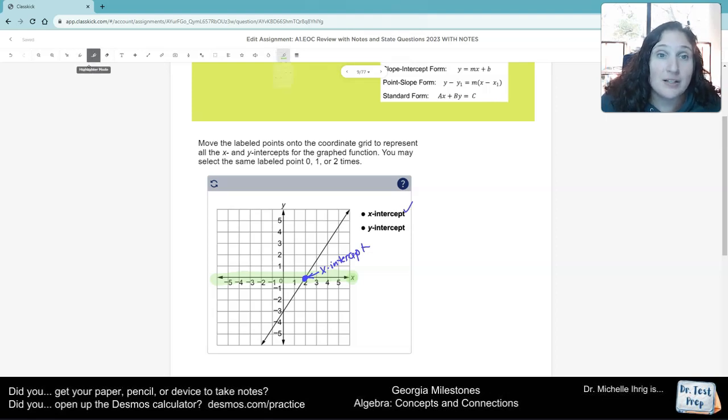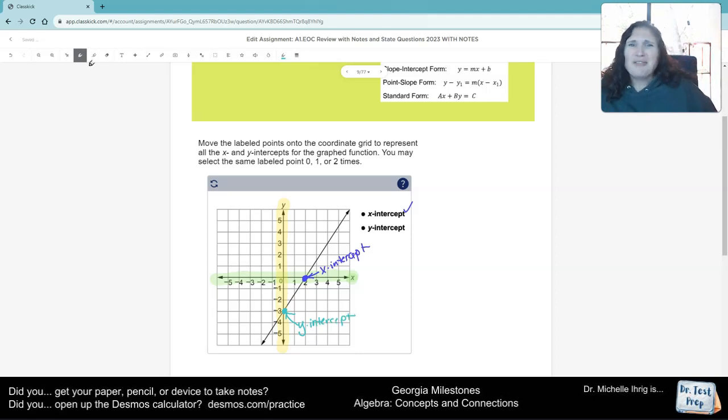Now, y-intercept, here's the letter y. This is the y-axis. So anytime my graph crosses the y-axis, that is going to be my intercept. It crosses right here. That is my y-intercept. And this problem is done.